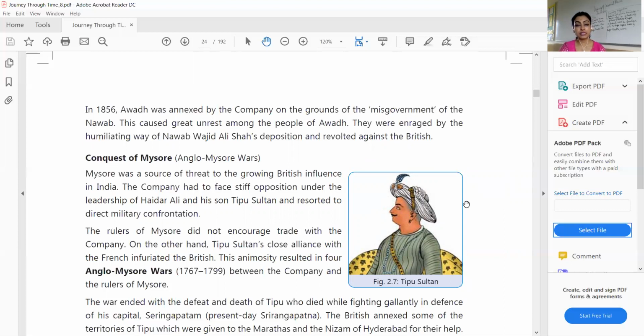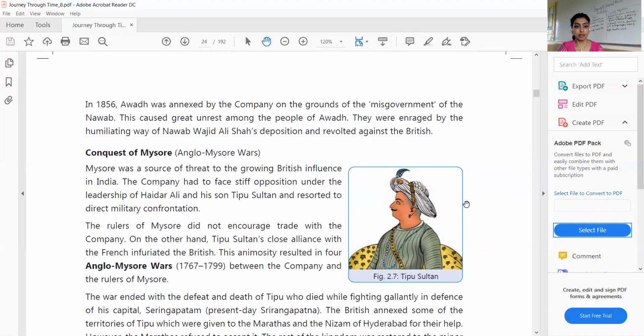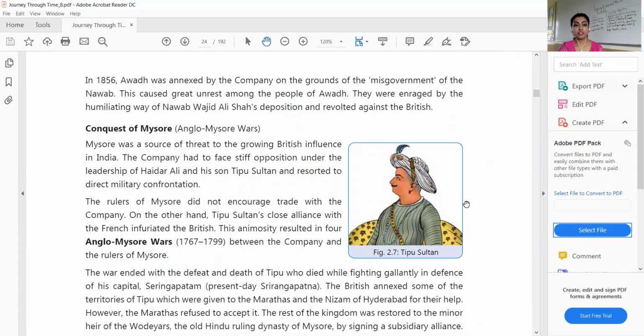And who was the ruler of Mysore at that time? It was Hyder Ali. Who was Hyder Ali? He was the father of Tipu Sultan. The British were constantly facing resistance from Hyder Ali. The rulers of Mysore did not encourage trade with the companies. They disagreed to have any kind of trading activities with the East India Company, and that is why the British officials got angry. How can you say that you cannot have trade activities with us?